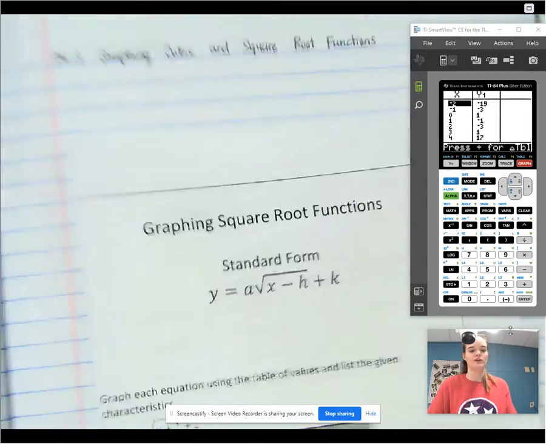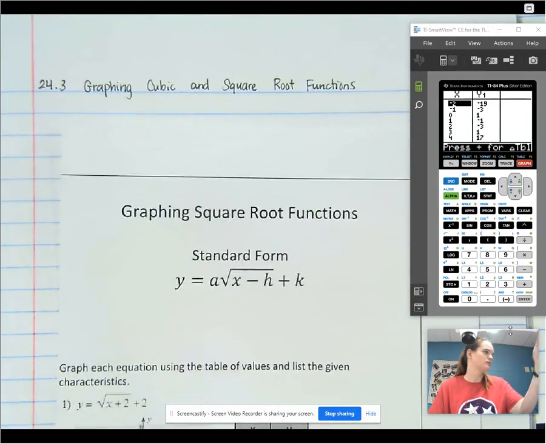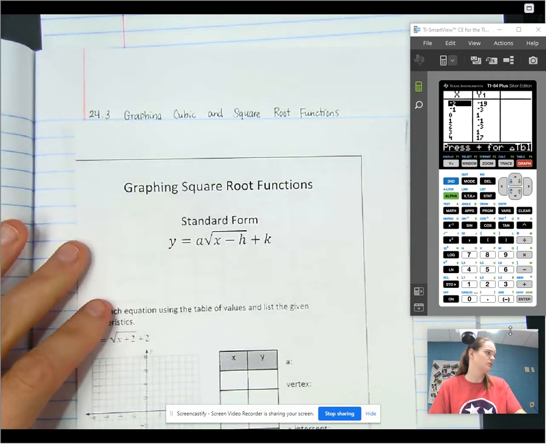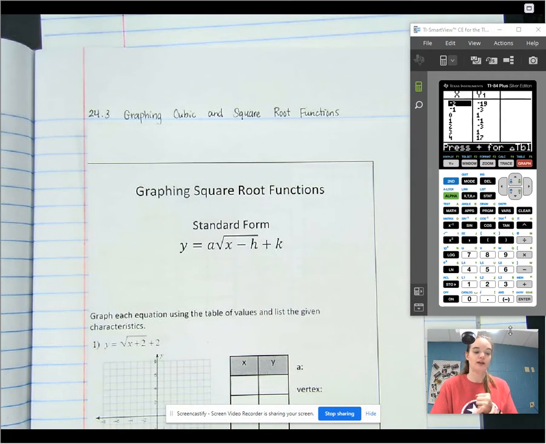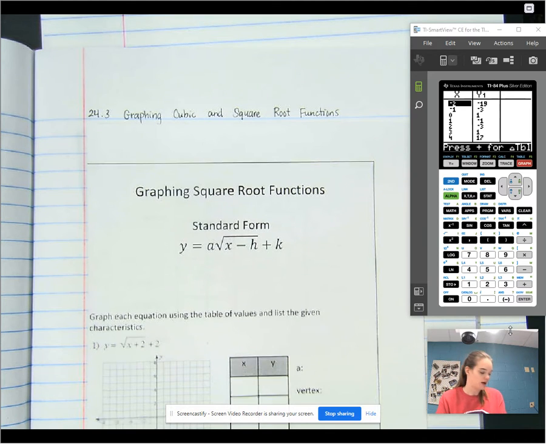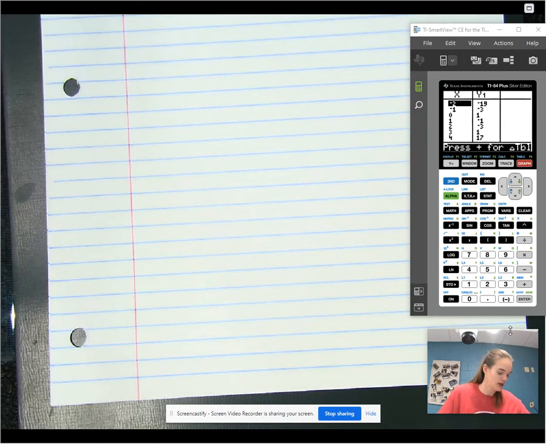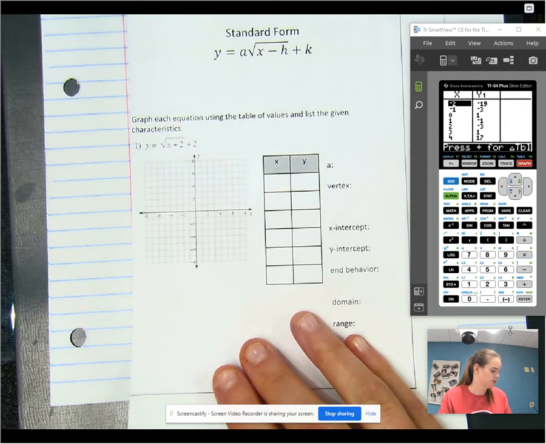Okay, today we are finishing up the 24.3 graphing cubic and square root functions with the square root functions foldable. So we're going to talk about square root functions today, and this is the last type of functions we're going to talk about before we move on to something else. It seems like we've been doing functions for a long time. Okay, all right. We have this foldable here.